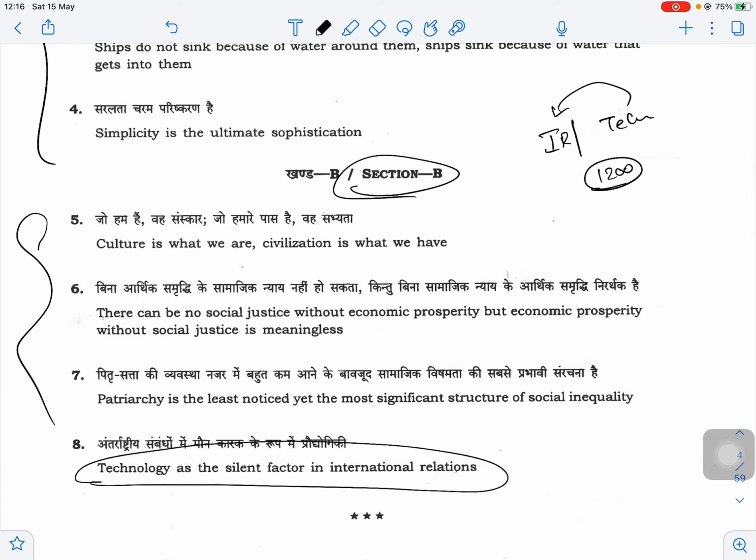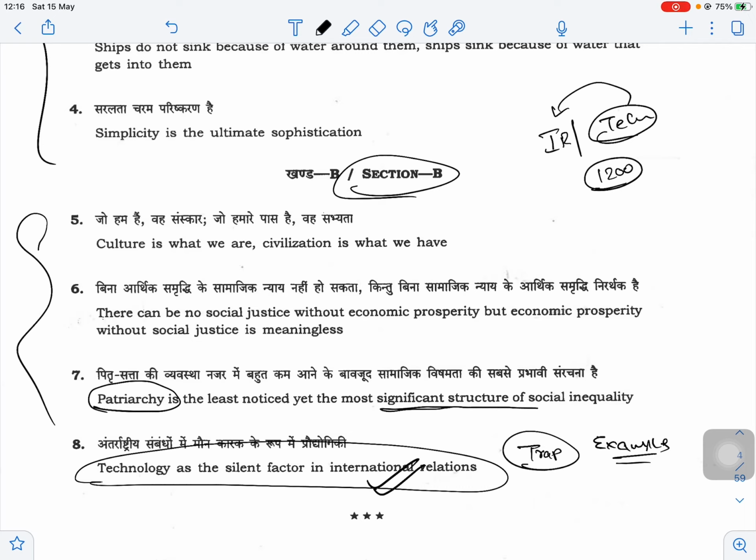But again, remember, it is a tricky trap. It's a very carefully laid trap. What is a trap? You fall into that and you lose the scores. If you don't have enough knowledge or enough examples or content, it's a very risky area for you. At the same time, when we read GS paper 1 society, we hear about patriarchy. We all know what patriarchy is, but it is a significant structure of social inequality.